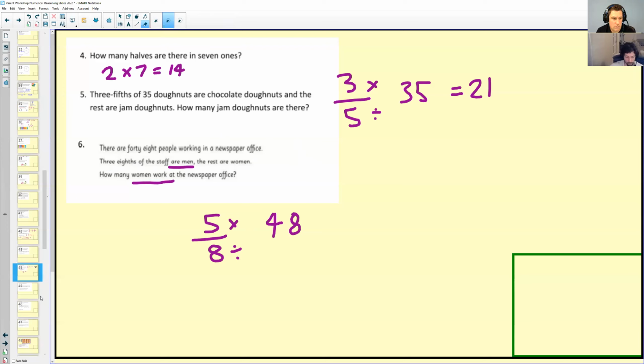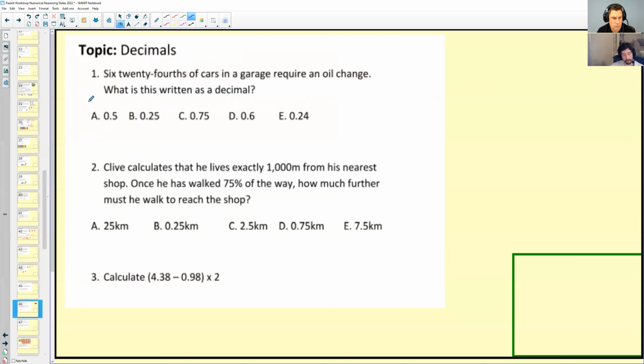So again, decimals, part of the FDP triad, really important to go through. Which of the following? Again, we'll just jump straight into the questions. How do we handle decimals? What are the methods? In this case, what is this written as a decimal? 6/24. So what does that mean? Well, first off, how can I manipulate this? How can I get this into a decimal?